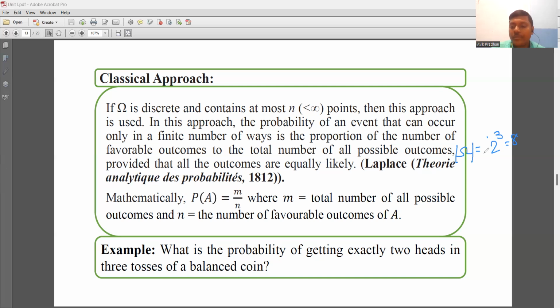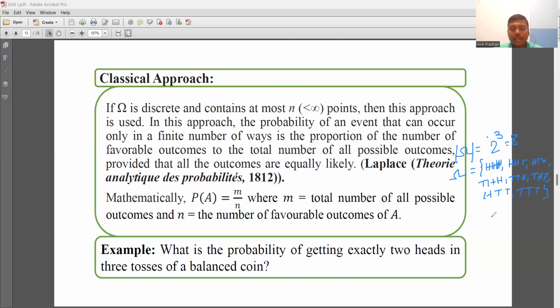So the outcomes can be written in this manner. I can write omega is equal to head, head, head; head, head, tail; head, tail, head; head, tail, tail; tail, head, head; tail, head, tail; tail, tail, head; and tail, tail, tail. So there are 8 possible outcomes for this omega.